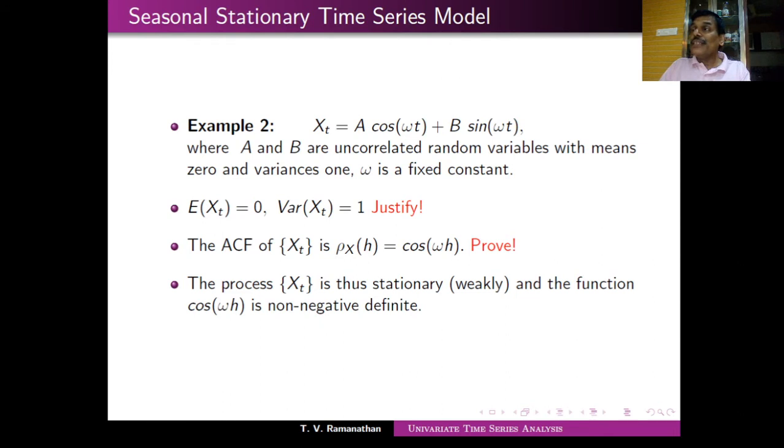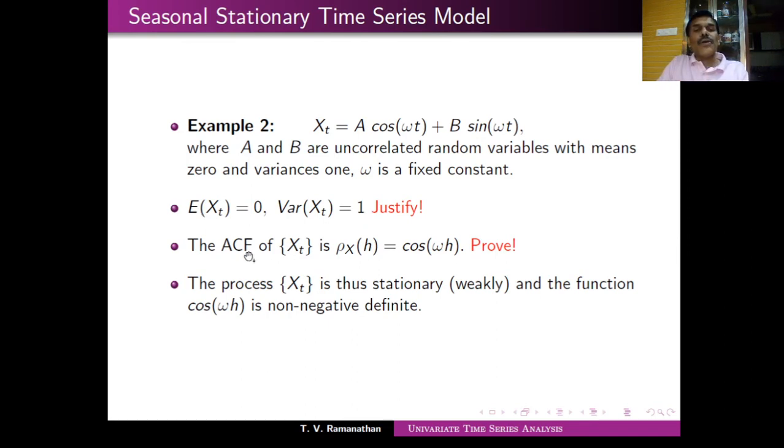By stationary, what I mean is weakly stationary. I'm not bothered about strict stationarity. So I'm considering the weak stationarity. Let's look at this example. It's a very interesting example. So let's say xt equal to a cos omega t plus b sin omega t, where a and b are independent random variables with mean 0 and variance 1. If you compute the expectation of xt and the variance of xt, very easily you can show that expectation of xt is 0 and variance of xt is cos square omega t plus sin square omega t, which is 1. So you can see that expectation is 0, variance is 1.